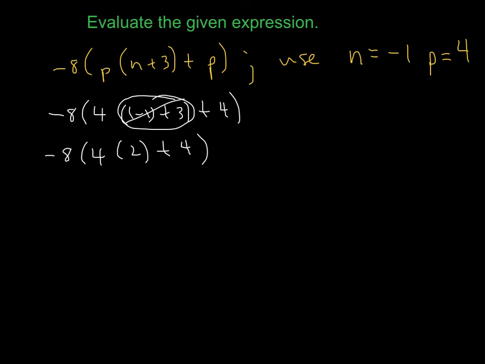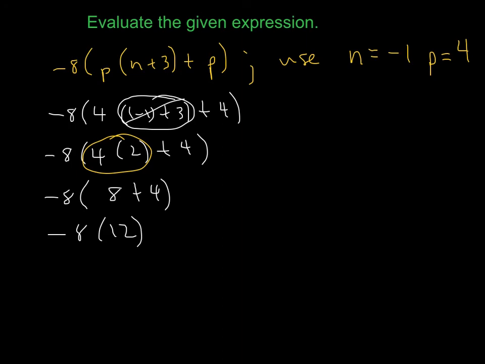Now I'm going to work my way inside the next set of parentheses, this big set right here. And so I'm going to rewrite the 8 again, and this piece right here is where I'm focused. That's 4 times 2, which is worth 8, plus 4, which is negative 8 times 12.